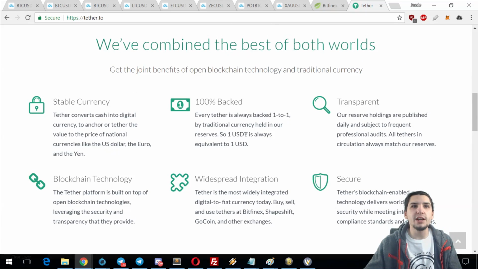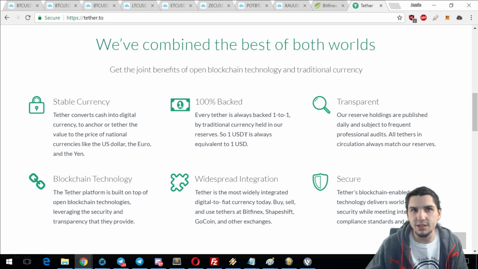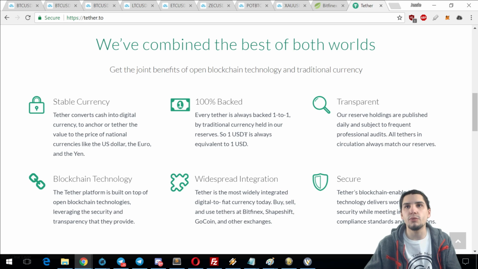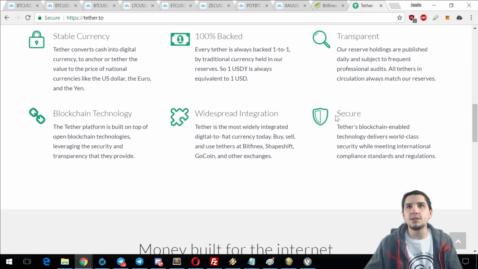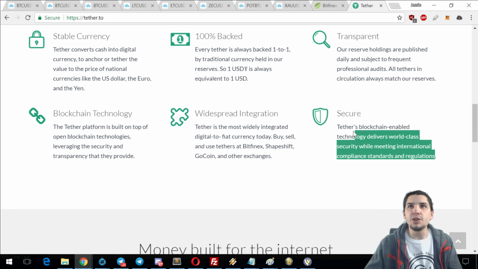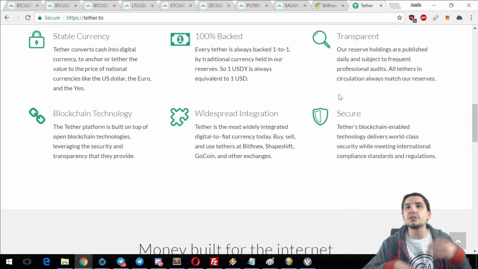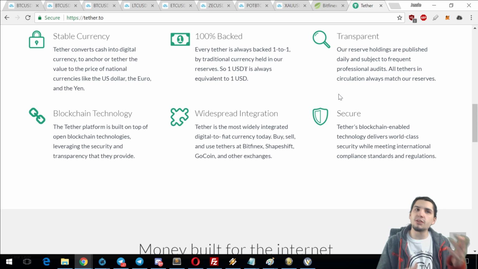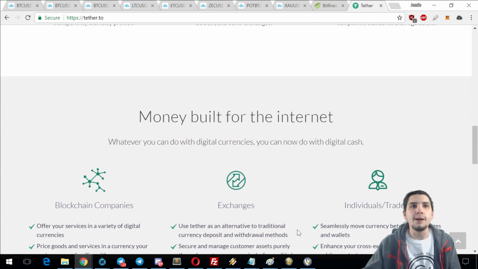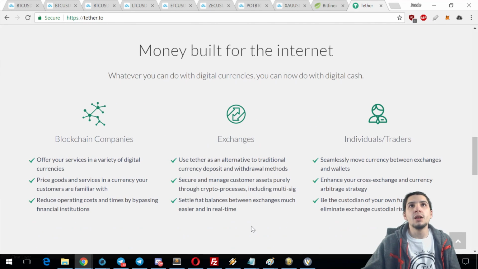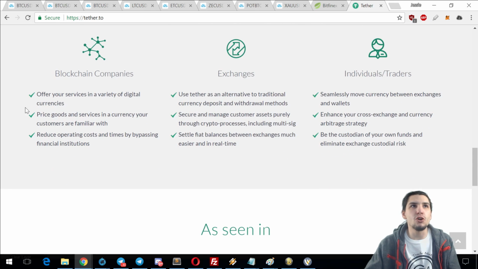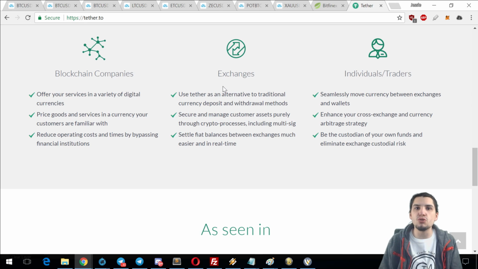Okay, widespread integration. Tether is all over the place. You can buy and sell Tether all over the place, including the Tether website, actually. And it is secure, meaning in the sense of cryptocurrency, it's secured by blockchain technology. So it's secure to make transactions with it, just as well as any other cryptocurrency, right? And the website goes on to explain what it's for blockchain companies, how it's used for exchanges. A lot of exchanges use it in place of USD.